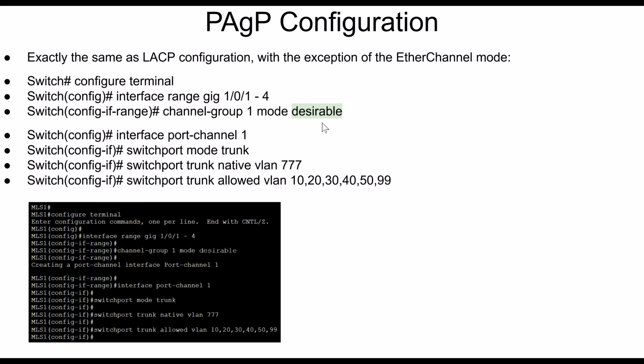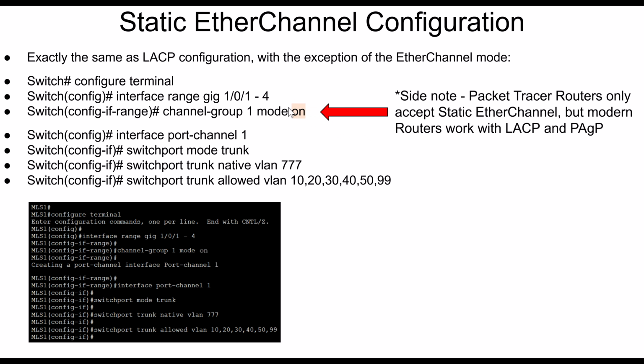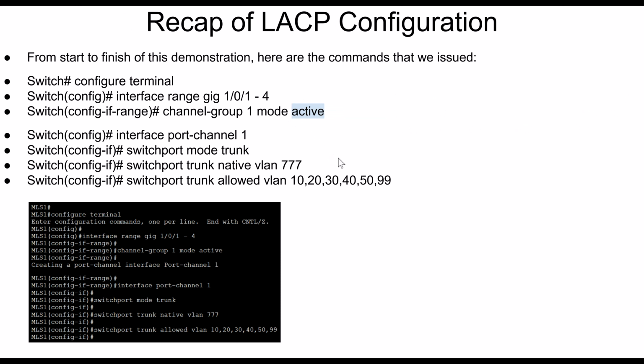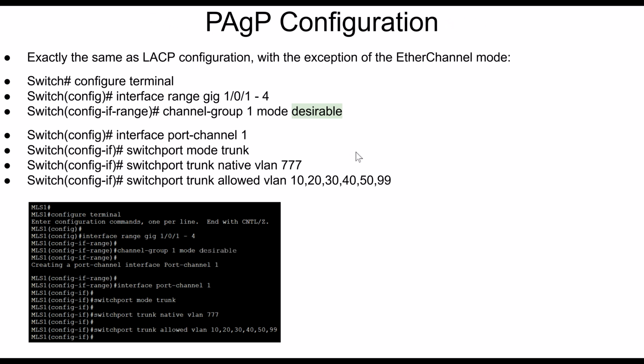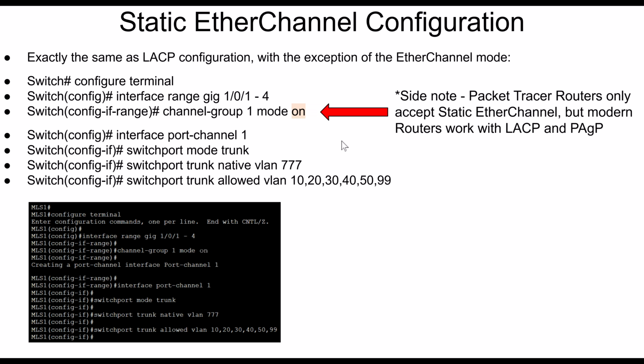PAgP, we have desirable. Static EtherChannel, we have on. PAgP, LACP, PAgP, static EtherChannel. Okay. Side note though, however, Packet Tracer routers only accept static EtherChannel, but modern routers will work with LACP and PAgP. I think at some point, hopefully they will put it in the software coding of Packet Tracer to allow Cisco routers in there to accept LACP.